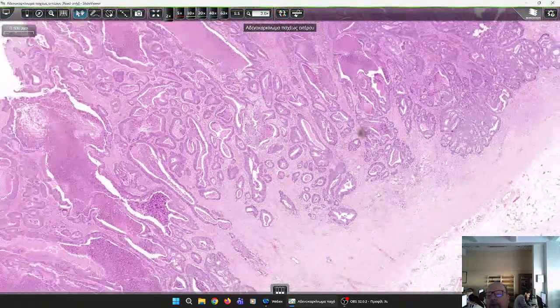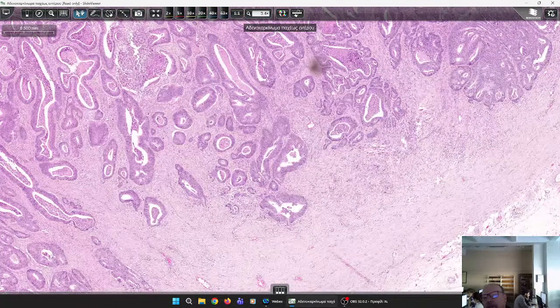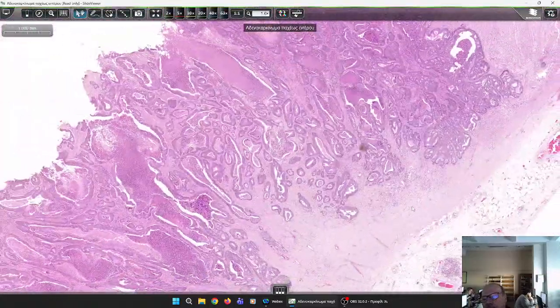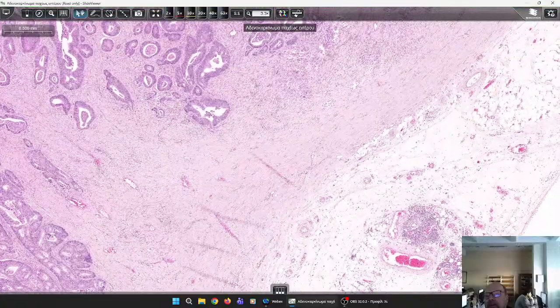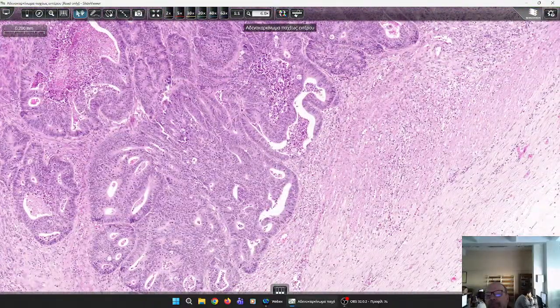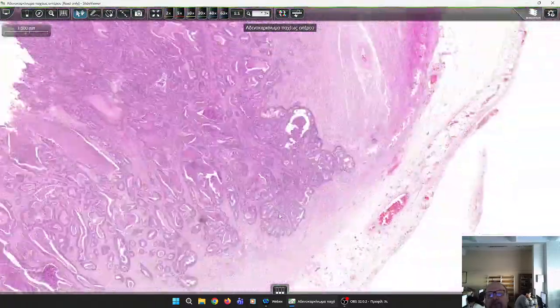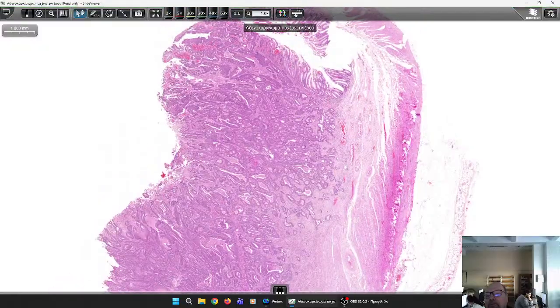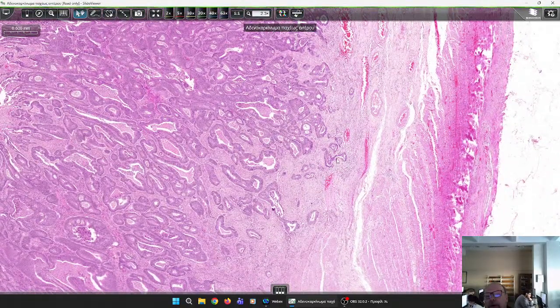And we have the invasion in the wall of the intestine, and we have here the muscular layer being involved. Let's have a look at the subserosa. It's okay here, it's clear. Here we have the muscular layer, here it is, being invaded by the cancerous glands. You see, it's very clear. This is invasion of the submucosa, yeah.